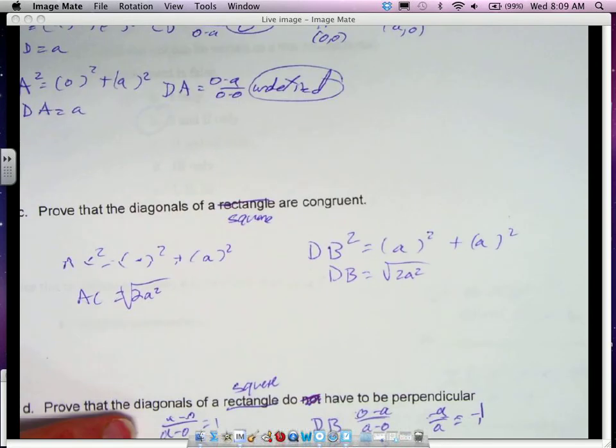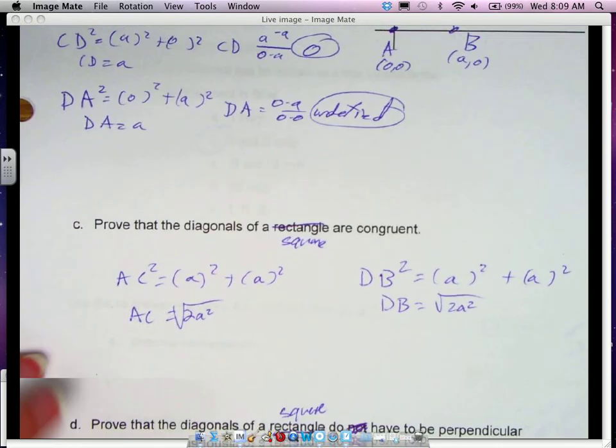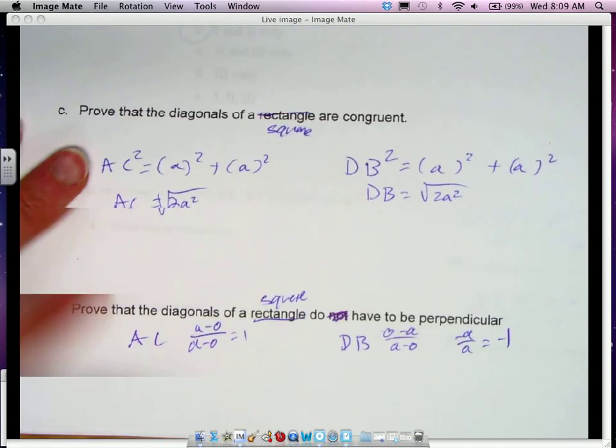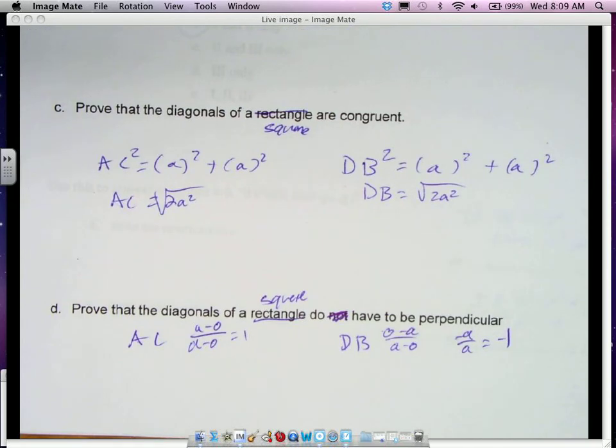For C, I found that the diagonals of the square are congruent. They're the square root of 2a squared. And then for D, I found that they are perpendicular. The diagonals are perpendicular because it is a square. AC is 1, DB is -1.